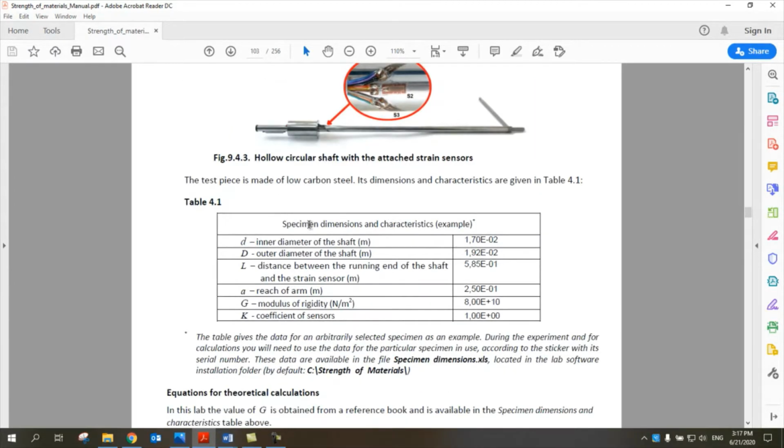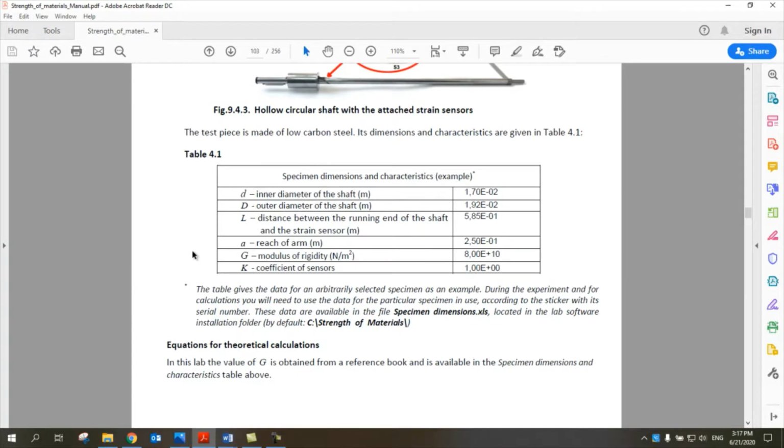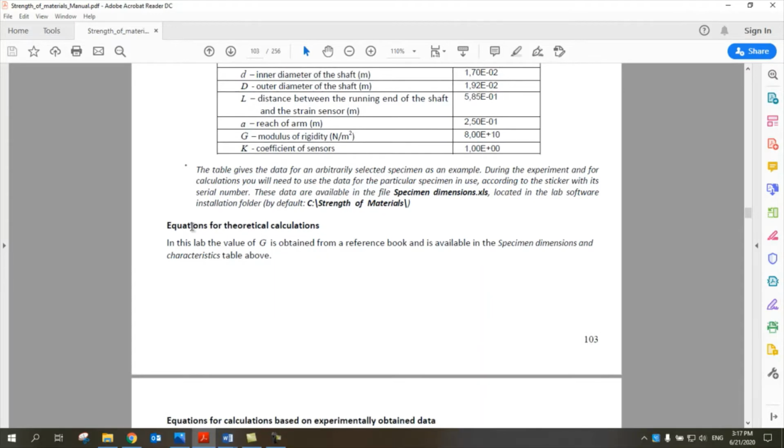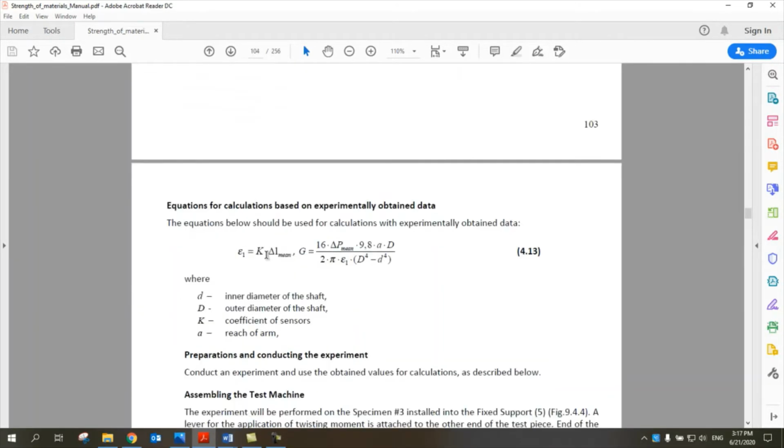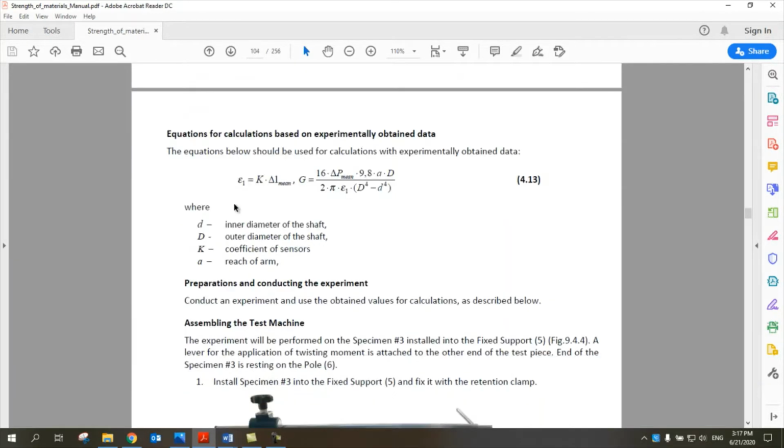This table shows the properties or dimensions of the specimen: inner diameter, outer diameter, and length between the running end of the shaft and the strain sensor. So, equations for theoretical calculations. Equations, as we mentioned, for strain from the experiment: we can find the coefficient of the sensor multiplied by the measurement, or delta 1, the measurement from sensor 1.